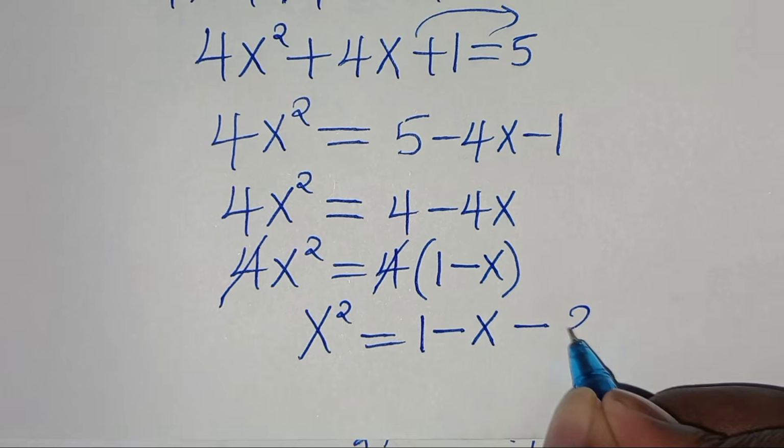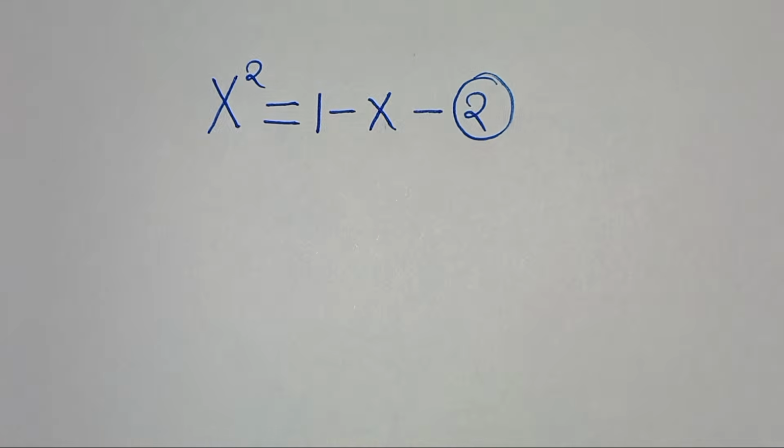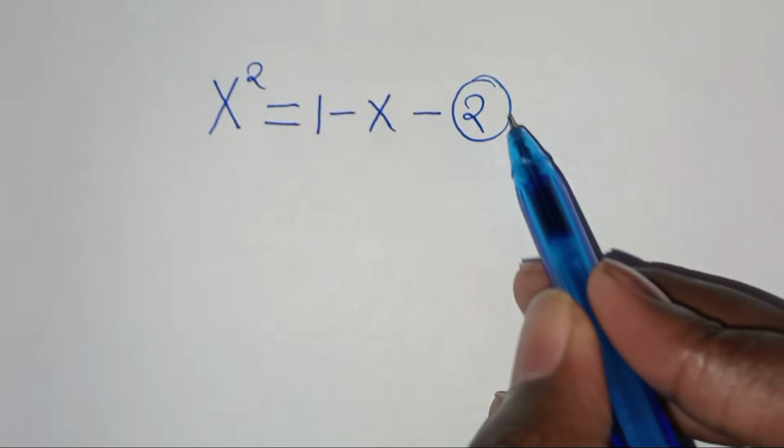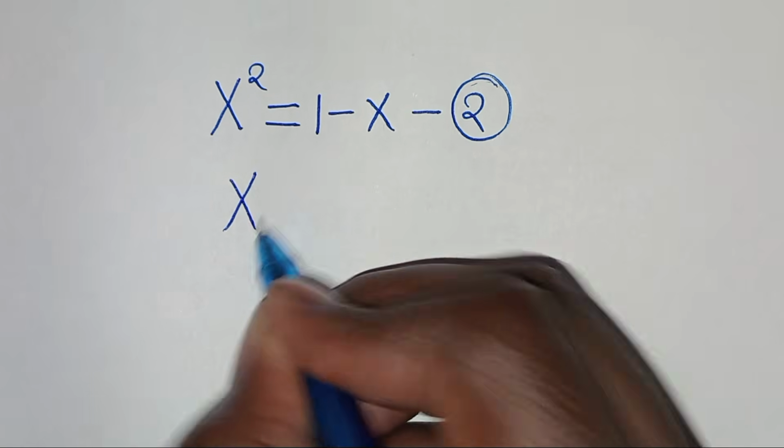Let's call this equation 2. We have that x squared is equal to 1 minus x. Let's call this equation 2. Now, let's continue to expand this.